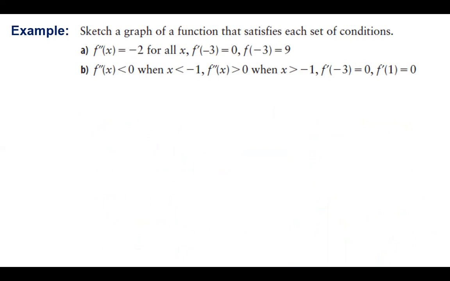In the second question, the second derivative is less than 0 when x is less than -1. The second derivative is greater than 0 when x is greater than -1. And the first derivative at x equals -3 is 0. Also, the first derivative at x equals 1 is 0.